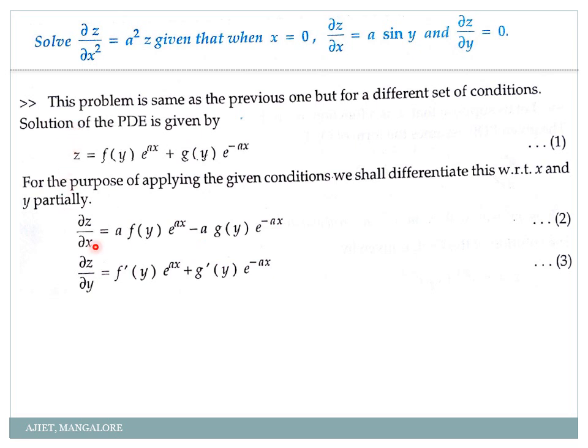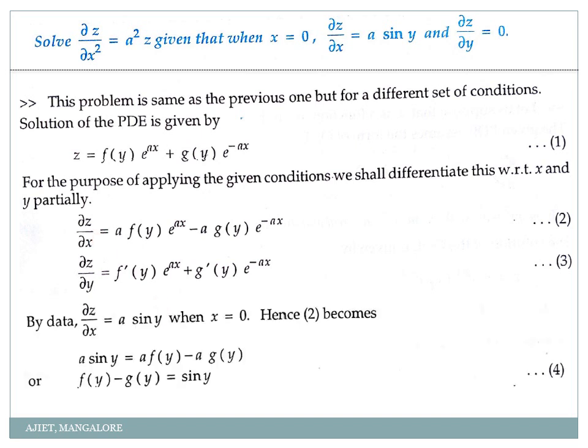Be careful when you differentiate with respect to y. Dou z by dou y is equal to f is here, correct? So differentiation of function is function dash, or f dash of y into constant, e power ax as it is, plus g dash of y into e power minus ax. Clear? Okay. So I got my two equations, dou z by dou x and dou z by dou y. I'll apply the conditions for that now.